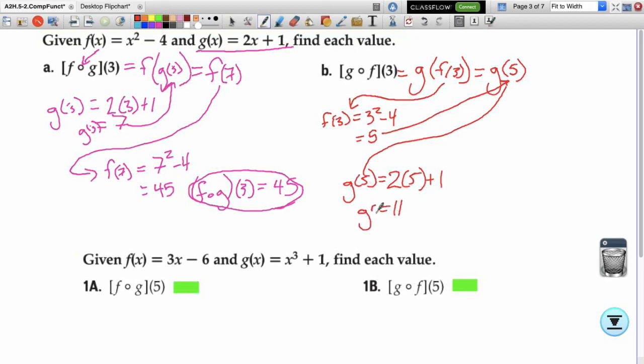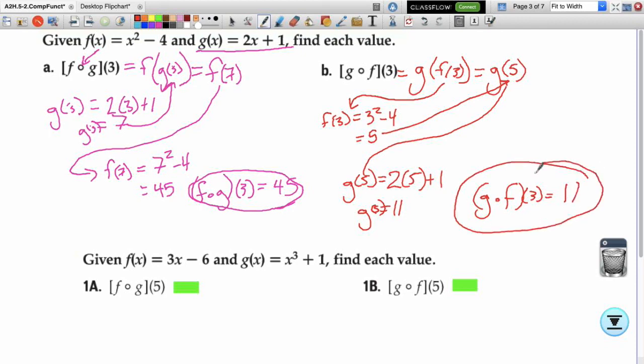I get that. But at this point, when we did g of 5, we actually found g of f of 3, which is the same thing as g of f of 3. So I'm ready to write my answer. g of f of 3 equals 11.